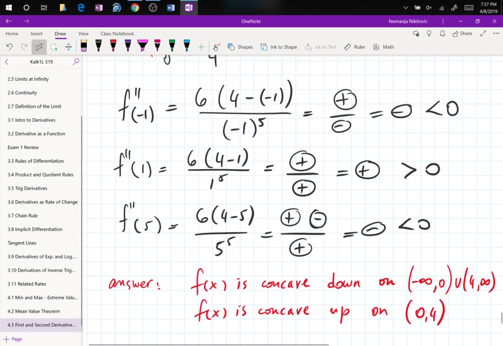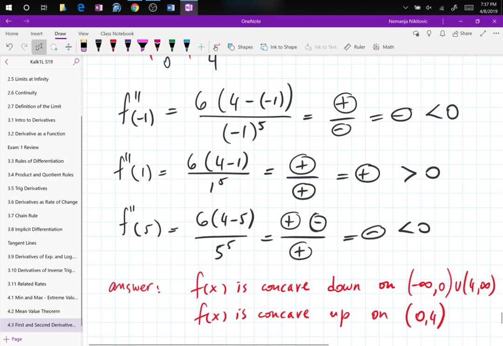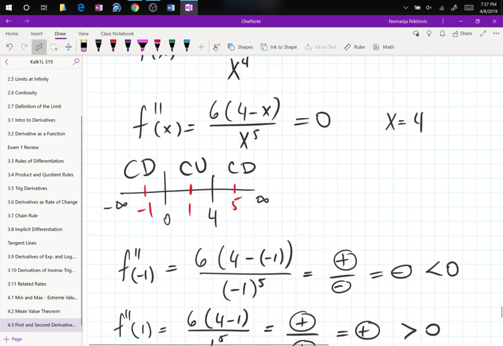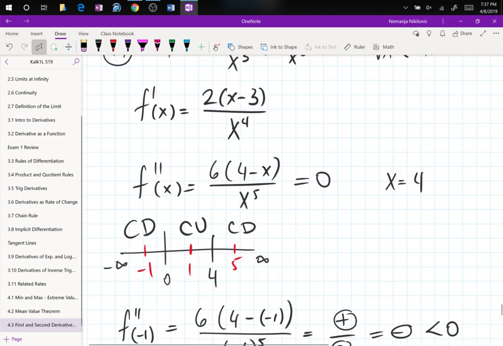Why is it x equal to 4? Oh, when you cross multiply, you get 6 times (4 minus x) equals 0. Then divide both sides by 6. You get 4 minus x equal to 0, and then x equals 4.